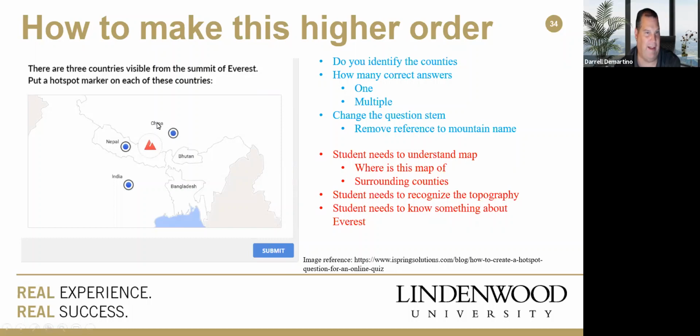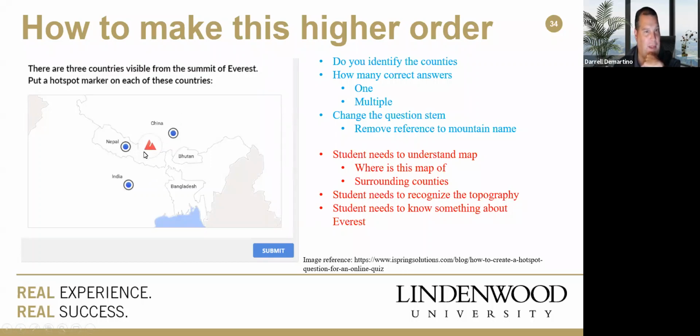So the fact that I have got the word Nepal and China there means that I already know this is Everest. If on the other hand, I didn't actually know that this was Nepal and China, then I would actually have to know that one fact first. So I could easily see getting rid of Nepal, China, Bangladesh, India on that. I could also say, how many correct answers do I want? Choose 3, choose 2, choose all that apply. I could not call this Everest.